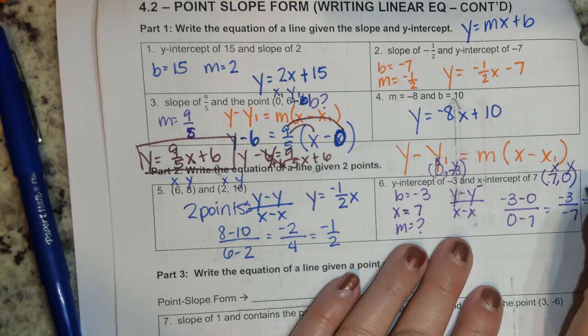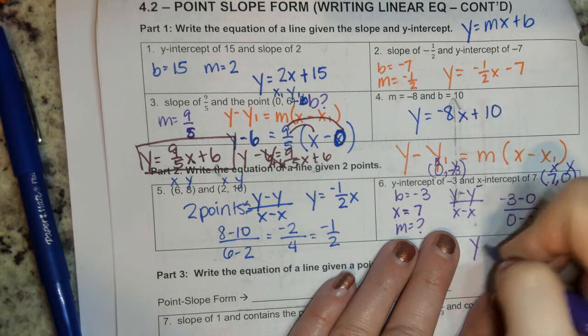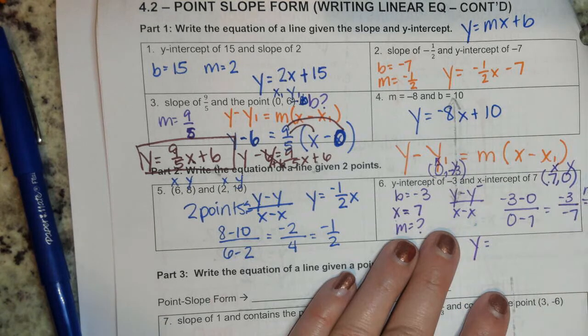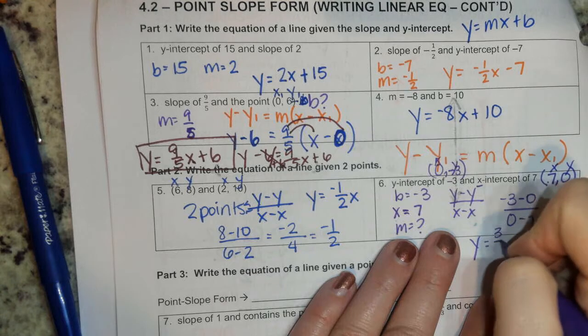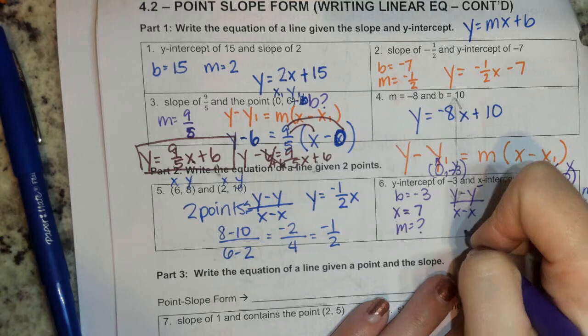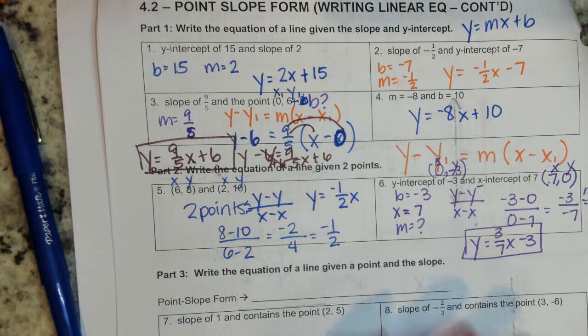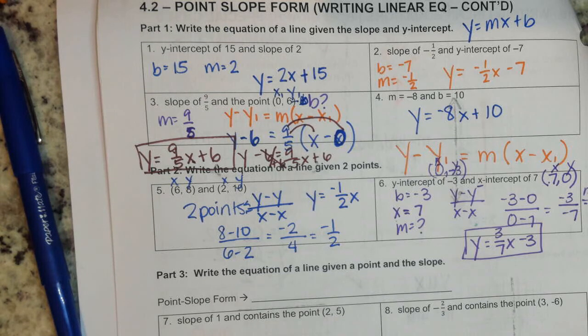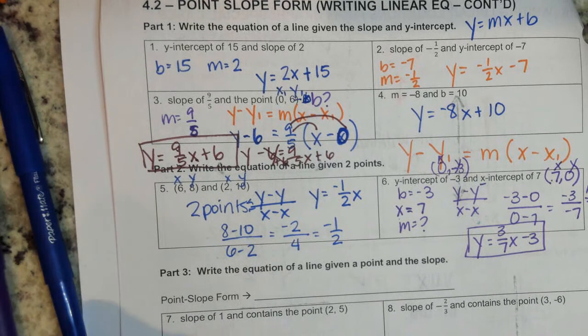So that's your m. So now, can we put this in y equals form? We sure can. Y equals 3/7 x minus 3. Okay, I hope that you were able to stay with me there. Okay, next on number 7.